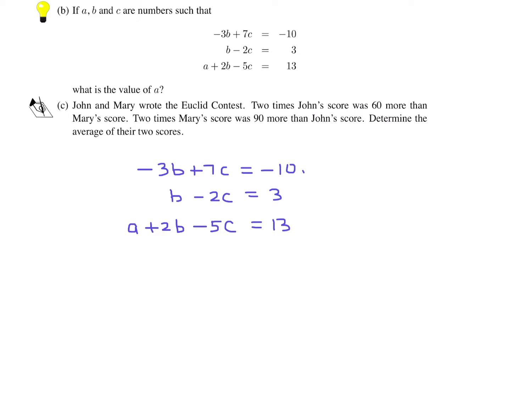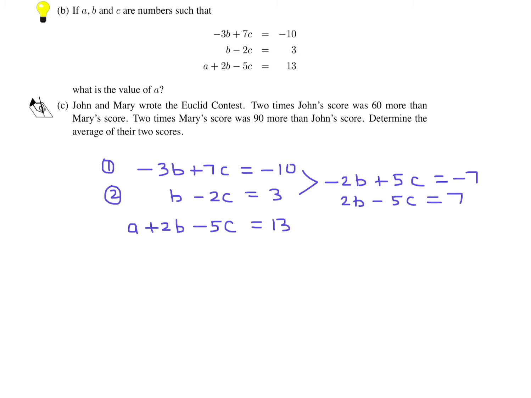If you add them, for example, I'll call this 1, I'll call this 2. If you add them, you get minus 2b plus 5c is equal to negative 7. And that looks very similar to that. The only difference is I would have to multiply by negative 1. So I will do that. That will give me 2b minus 5c is equal to 7.